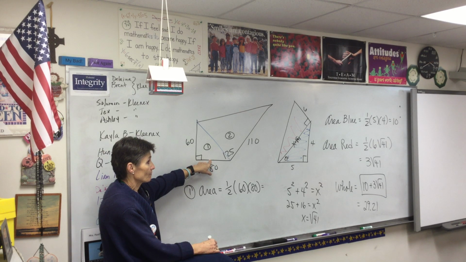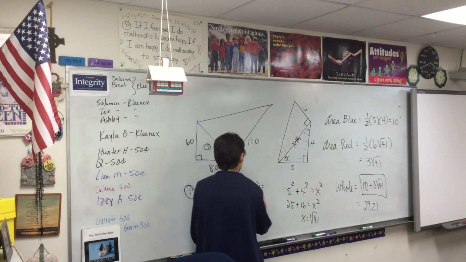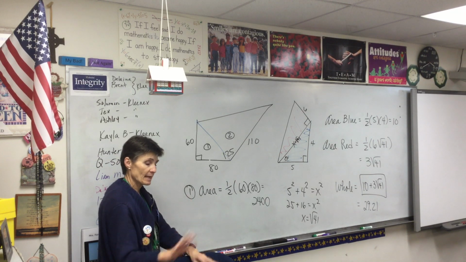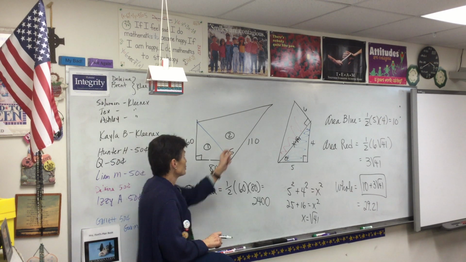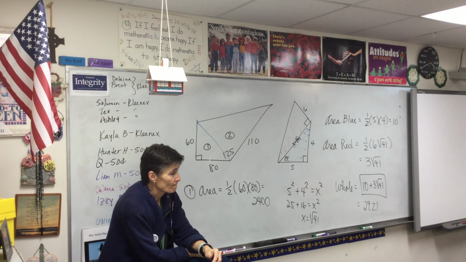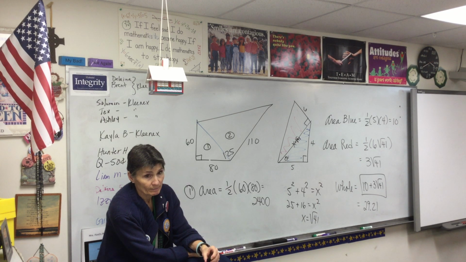Either one. You can find the area of triangle 1. And that is 2400 square whatevers. Now that's done. I'm gonna set it aside and I'm gonna focus all my energy on triangle 2. Now we don't know very much about triangle 2. We need to find some more information.